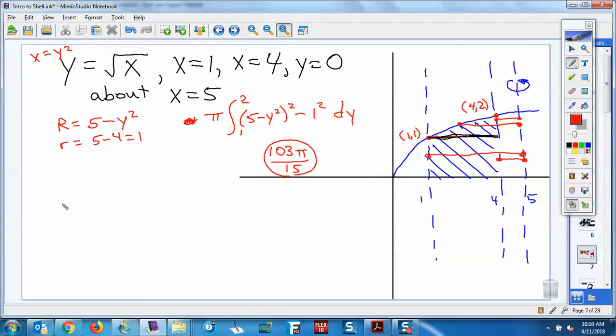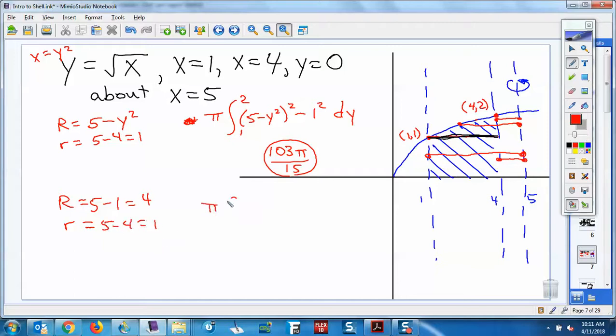Okay, what about the bottom? What's big R? 5 minus 1, which is 4. Oh yeah, that bottom part's just going to be a cylindrical shape, isn't it, with some empty space in it. But let's just go ahead and do it. I mean, we could do some geometry actually on that, but why bother? It's just as fast to just do this. 5 minus 4 would be 1, would be little r.